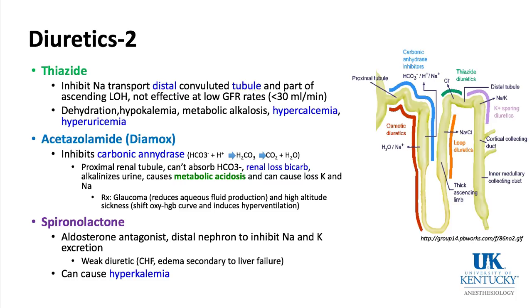So it is a weak diuretic used sometimes in patients who have congestive heart failure. More commonly, it seems, in patients with liver failure who have high aldosterone levels, and you can block the aldosterone effects of reuptake of sodium and excretion of potassium. But remember that if you're blocking aldosterone effects of excretion of potassium, the secondary effect could be hyperkalemia.